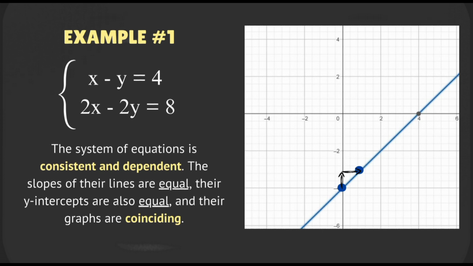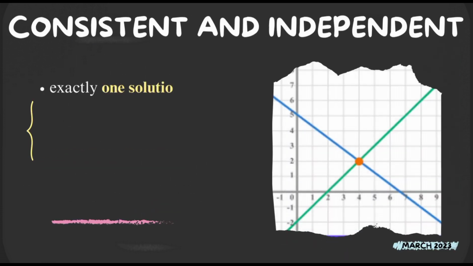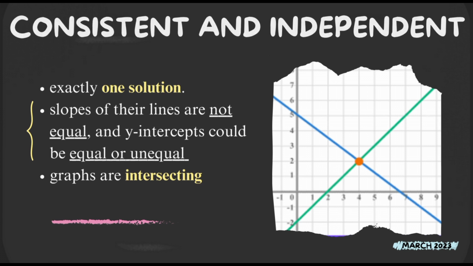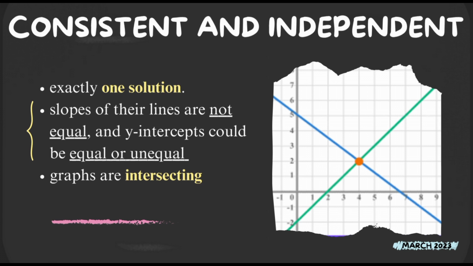Let's have the second kind of system of linear equation, which is the consistent and independent. This is a system of linear equations having exactly one solution. The slopes of their lines are not equal, their y-intercepts could be equal or unequal, and their graphs are intersecting.